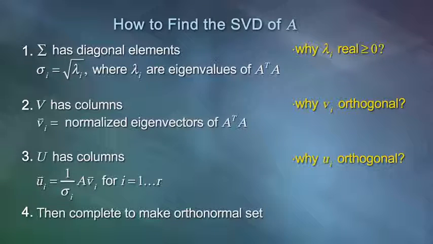Now, why are the U sub i orthogonal? And why does U sigma V transpose equal A? We'll try to answer that. First, let's check.